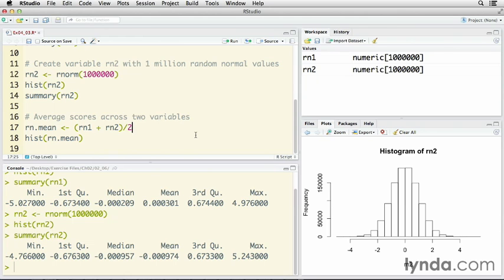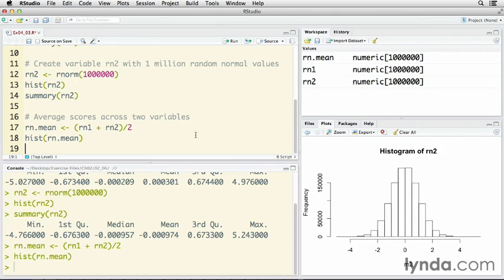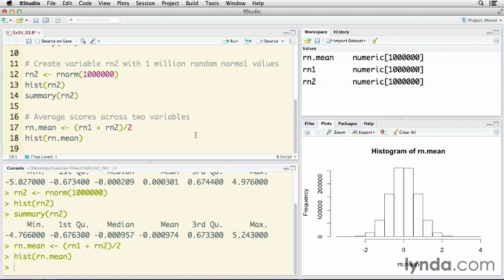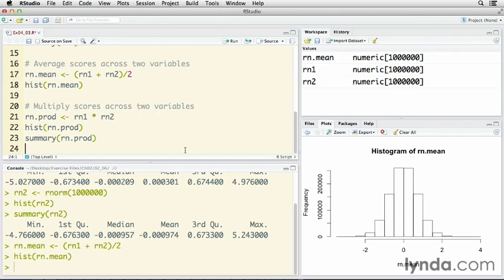So I'm going to do that right now, rn.mean. So that's random normal mean. So now you see that showed up in the workspace on the top right, and it also has 1,000,000 values. We get a histogram of that one, and you see that it's very similar. It's symmetrical. It goes to about the same lengths as the other two. That's an easy thing. Now, an interesting one is if you multiply.